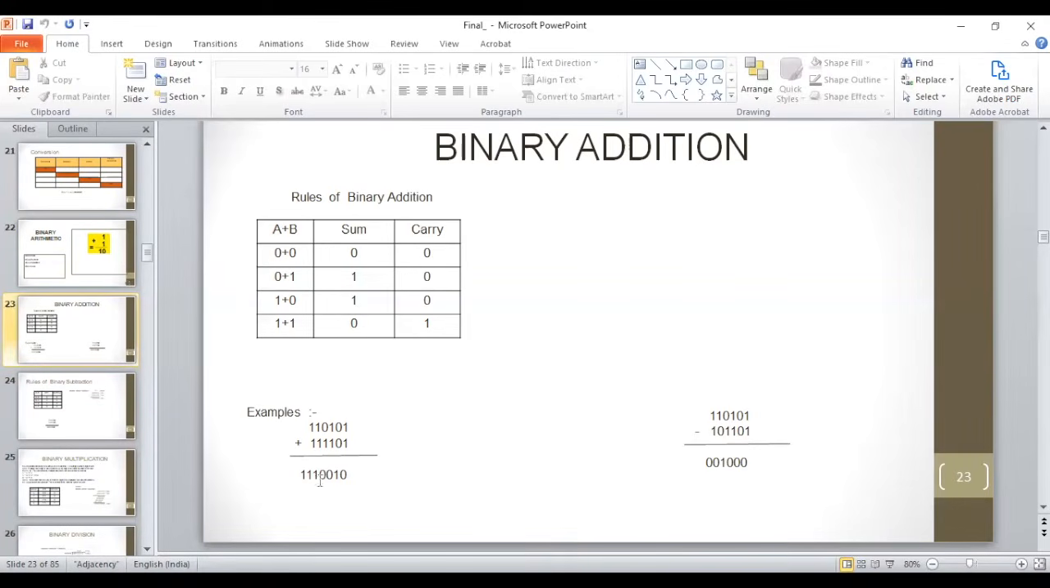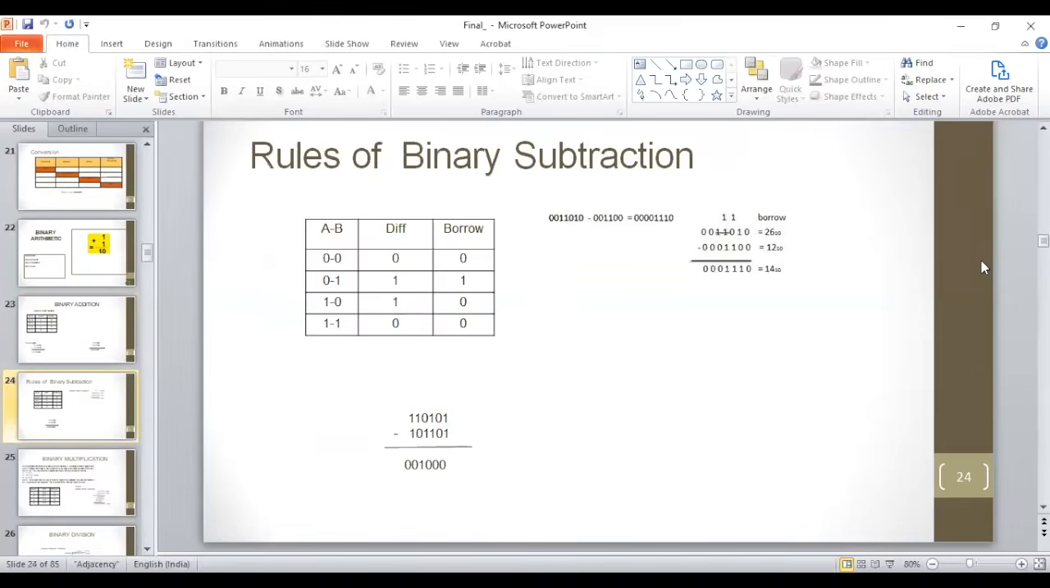Now you can see the answer is 7 bits, but the inputs are 6 bits. So over here we talk about sign convention, and I will discuss in later sections how the sign convention will look.